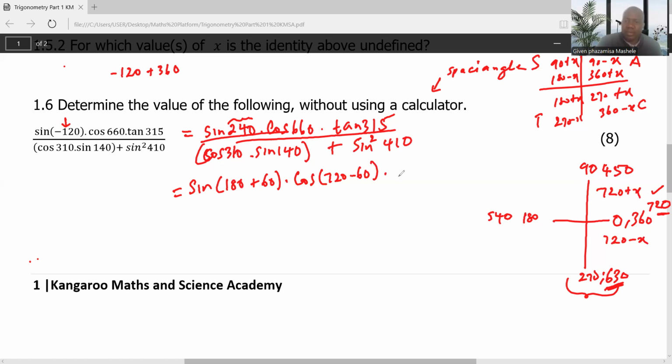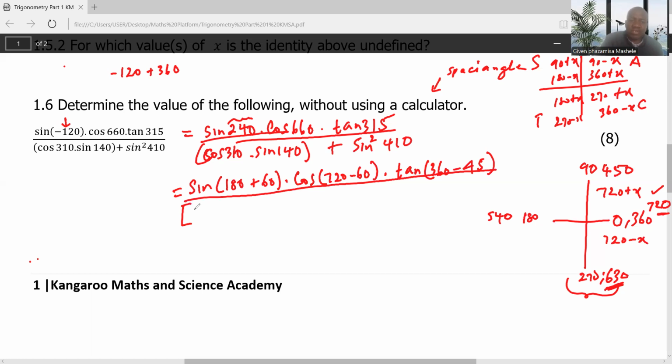Times tan 315, which is the same as 360 minus 45. 360 minus 45 is 315. Divide by, without using a calculator, guys, let me put it inside the brackets.